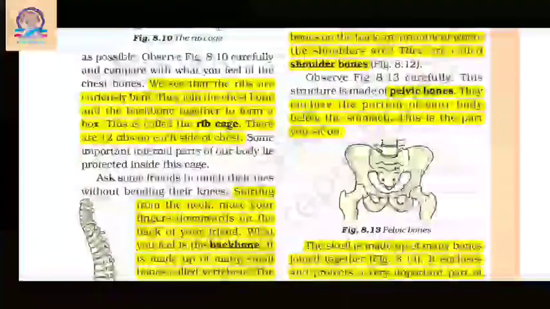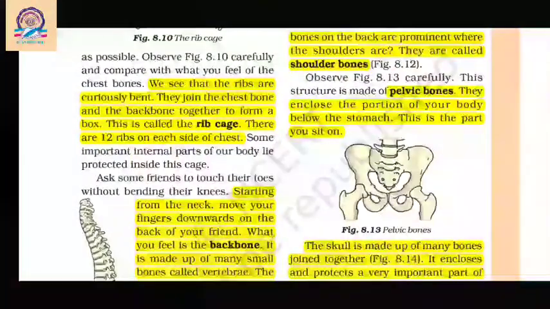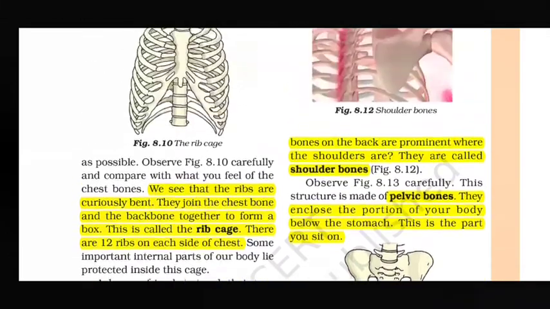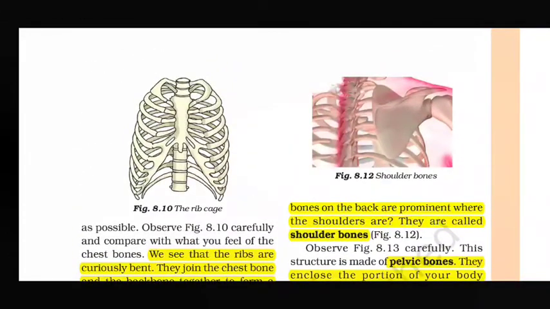Now next is shoulder bones. You can feel your shoulder bone. The bones present near your shoulder are known as shoulder bones. As you can see here in 8.12, the two bones present near your shoulder, on the back, are prominent where the shoulders are. These bones are known as shoulder bones. Okay, you can put your wrist on your shoulder and feel your shoulder bones.